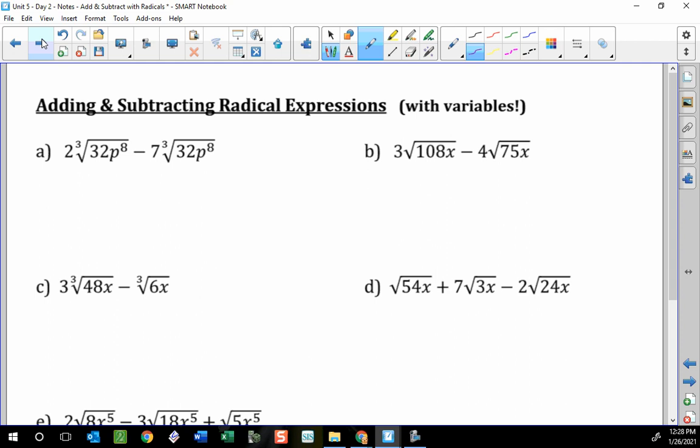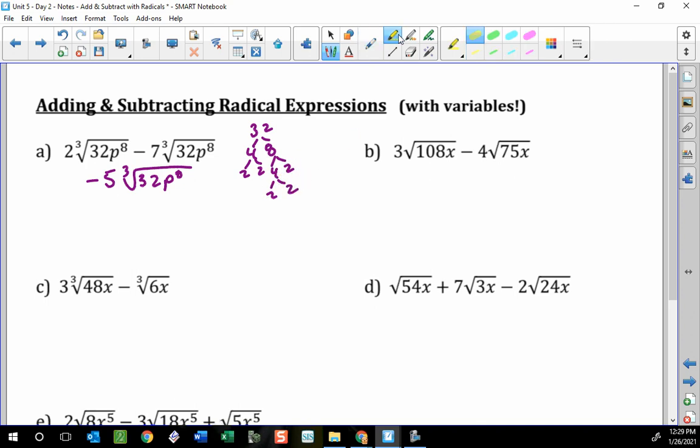So on letter A, I can subtract this right now the way it stands. They both are cube roots, they both have 32p to the 8th inside, so I can go ahead and just do 2 minus 7, so that's -5, and then I still have cube root of 32p^8. All right, but you notice 32p^8 needs some reducing. So let me take 32 over here. 32 is 4 times 8. 4 is 2 times 2. 8 is 4 times 2, and then finally 2 and 2 again.